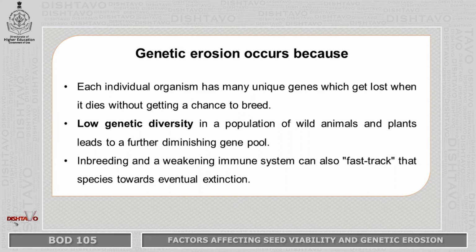Low genetic diversity in a population of wild animals and plants leads to a further diminishing gene pool. Inbreeding and a weakening immune system can also fast track that species towards eventual extinction.